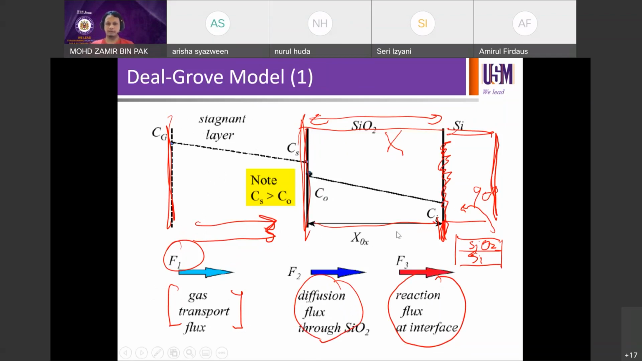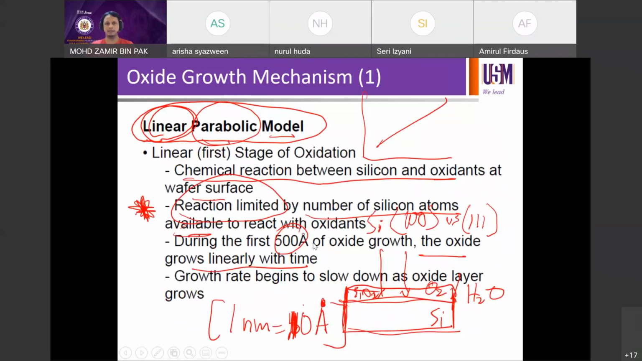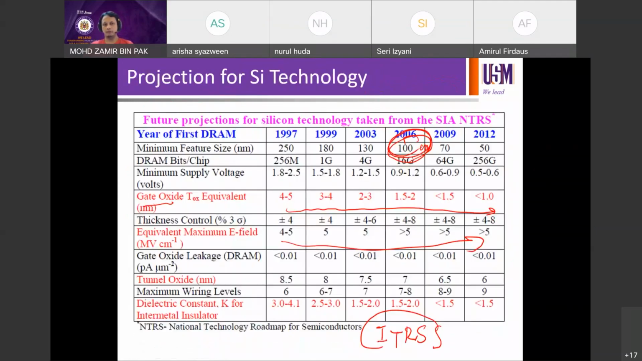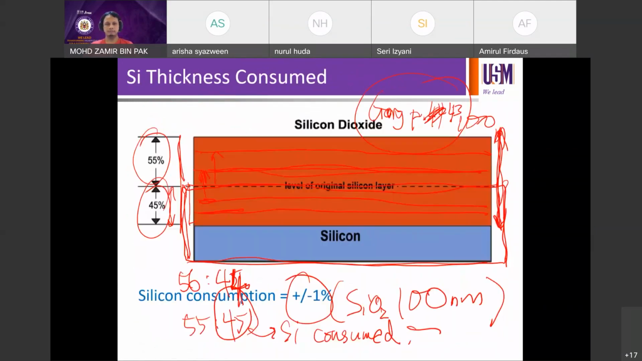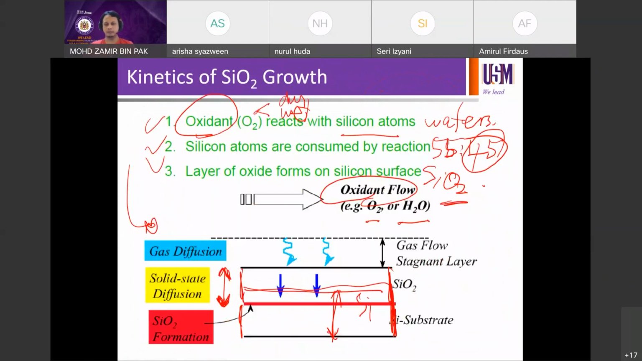Is it clear as far as the process of oxidation is concerned? Consumption of silicon, kinetics. All good? Any questions? Anyone don't understand? Any questions before we go to the math next week? None? So no questions, I assume everyone understands.